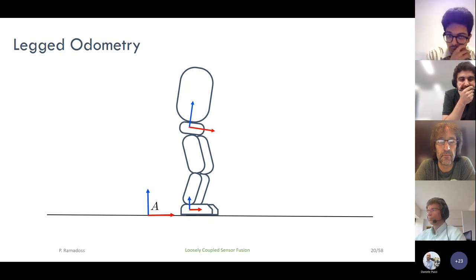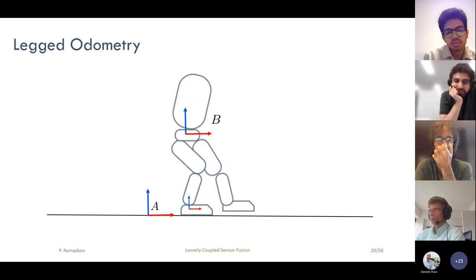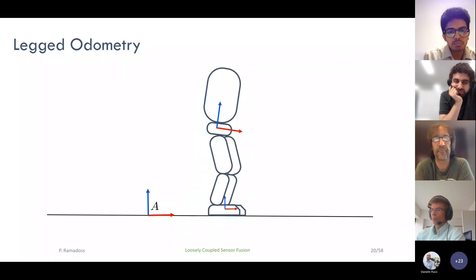At initial time, we assume that we know the foot is in contact and we know the pose of the foot with respect to an inertial frame A. And using this information and the relative kinematics, we can compute the base pose. As the robot moves, the foot remains fixed and the base pose is constantly updated. And as soon as a new contact is made, the fixed frame is changed from the old foot to the new foot, and the relevant transformation quantities are updated so that the base pose is updated according to the relative kinematics of the new foot in contact.